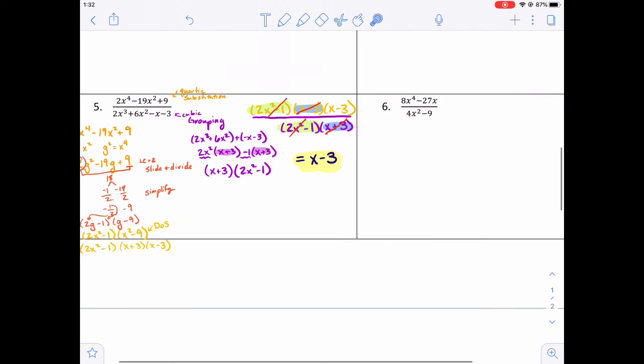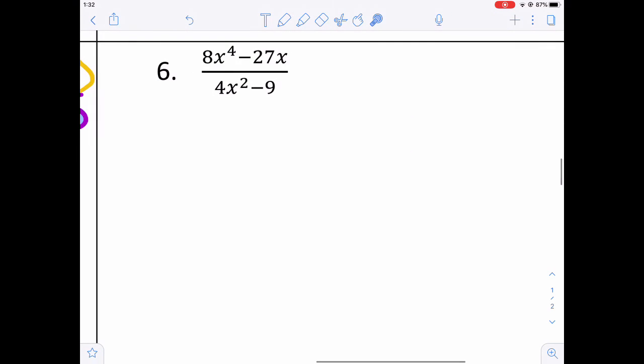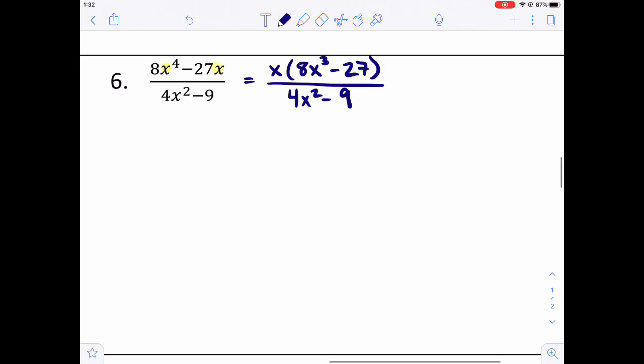All right, let's do our last one. So here we have 8x to the 4th minus 27x divided by 4x squared minus 9. So our top one has a degree 4, but it's not a substitution problem because we don't have enough terms. But notice how both of our terms have an x? Let's factor that out: x times 8x cubed minus 27. Let's keep our denominator. Once we do this, we have a better idea of what we can do with our numerator.